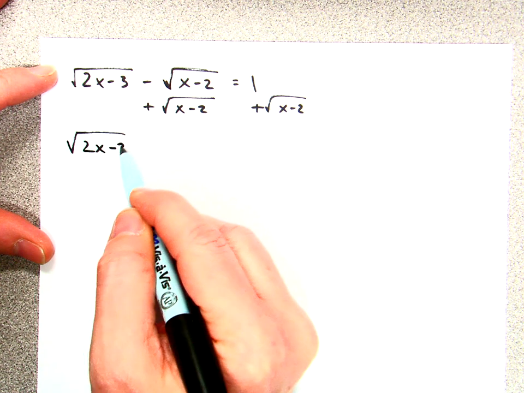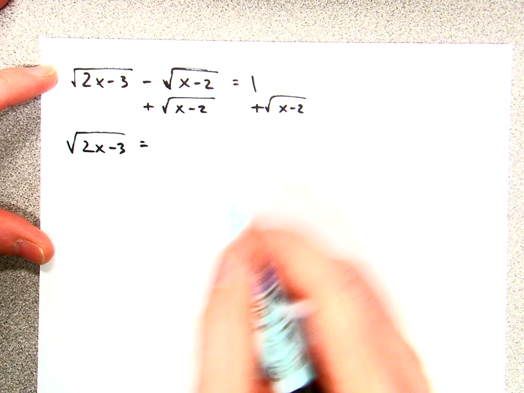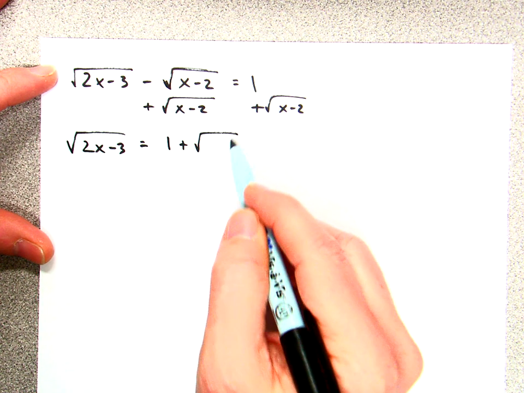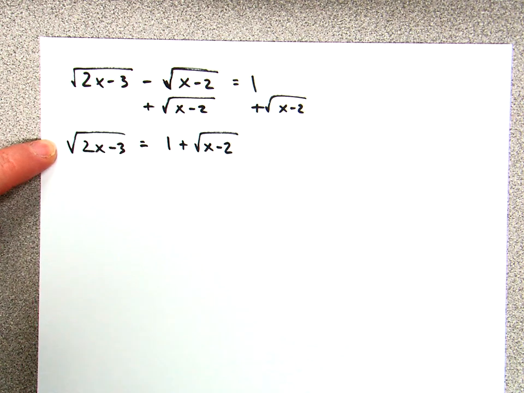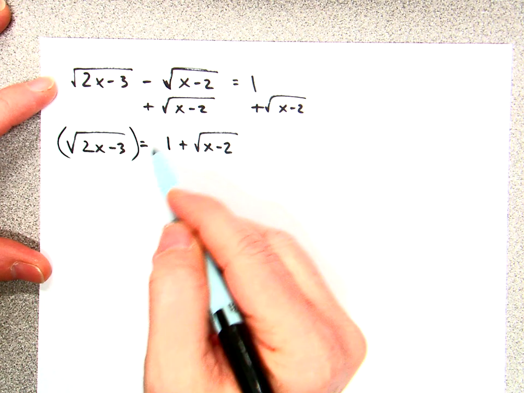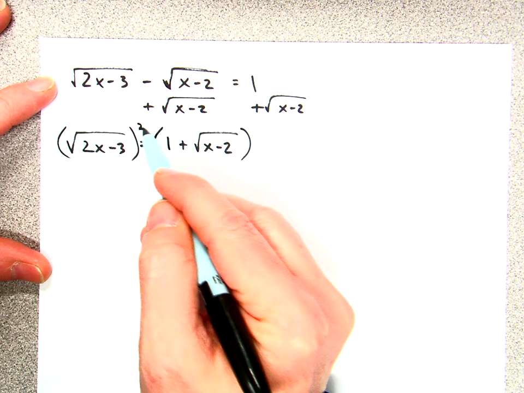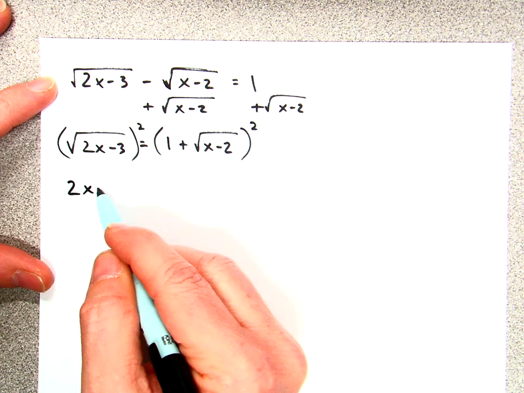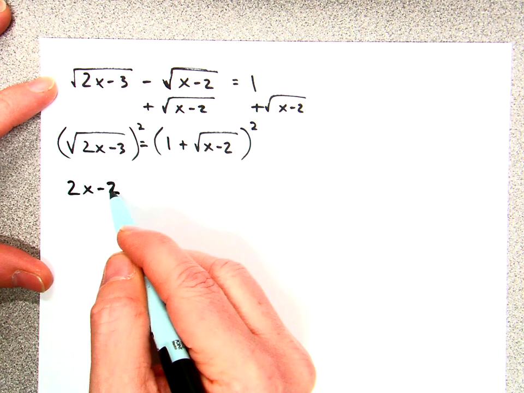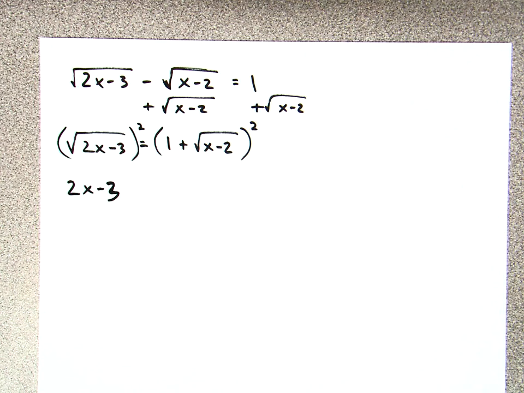He's the only thing left on this side. I still have the 1, so it's still 1 plus this entire thing, right? But at least this one's alone. So now if I square both sides, this cancels out, and we're just left with 2x minus 3, right?